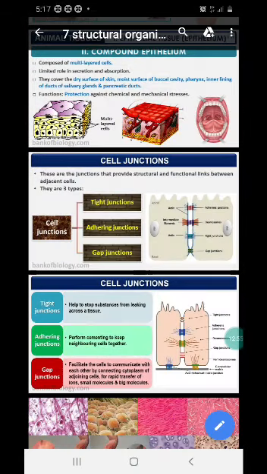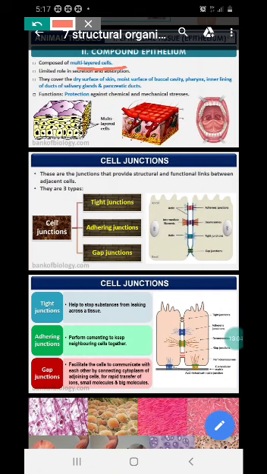Now next, coming to compound epithelium. As I told you, compound epithelium is made up of many layers of cells. It is present in skin, you know that. The main function is protection against chemical and mechanical stresses. They cover the dry surface of the skin, the moist surface of the buccal cavity, the pharynx, the inner lining of ducts of salivary glands, and pancreatic ducts. They are present in these areas also.